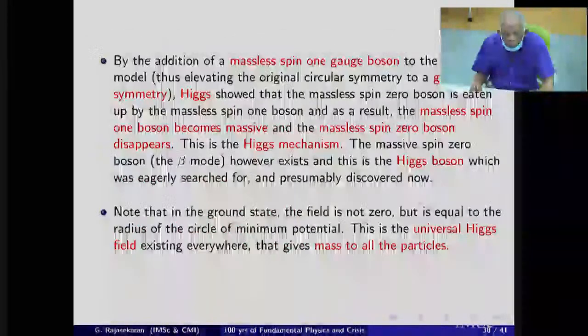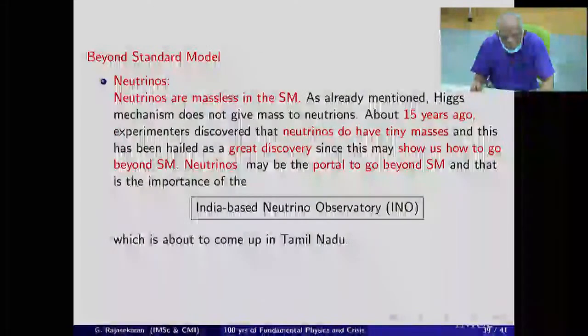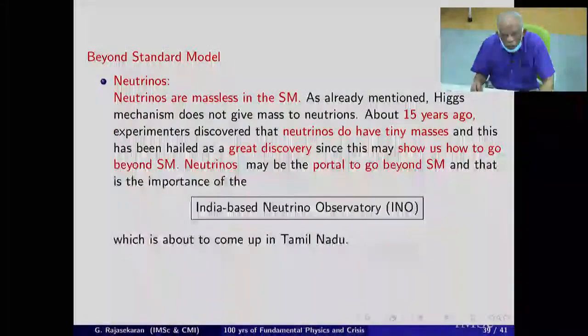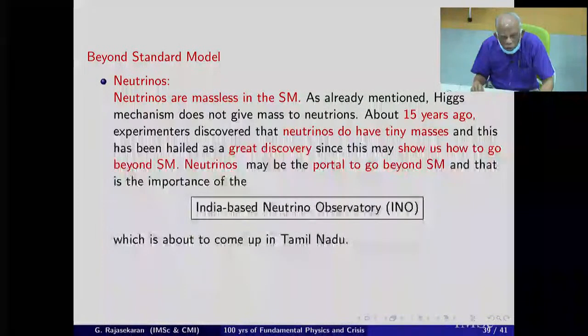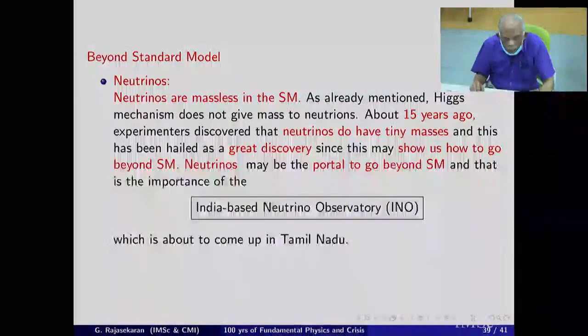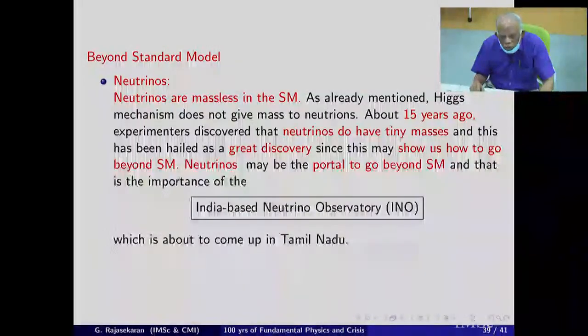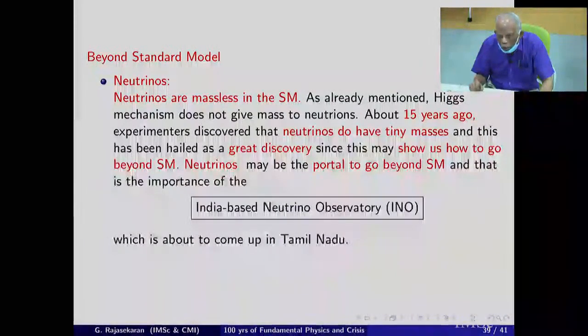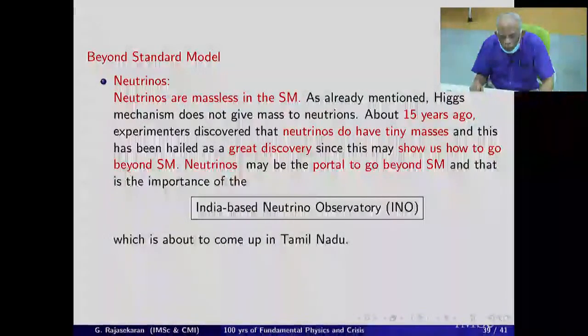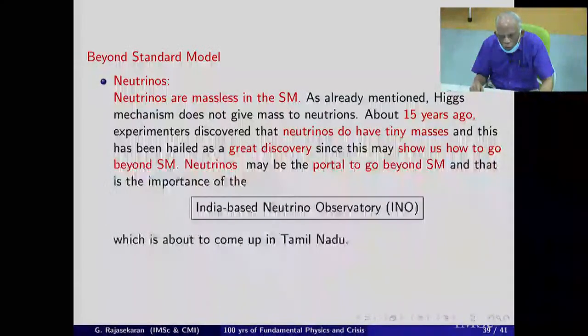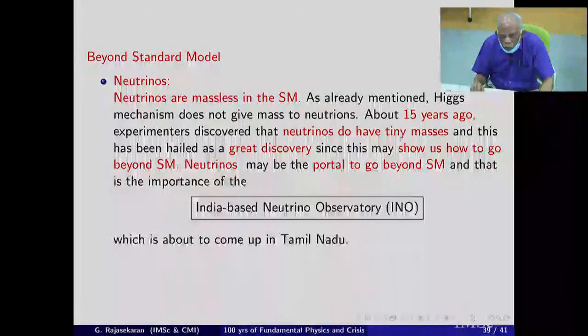Standard model is not the end of the story. There are many more things which are expected to happen beyond standard model. First, neutrinos. Neutrinos are massless in the standard model. As I already mentioned, the Higgs mechanism does not give mass to the neutrinos. About 20 years ago, experimenters discovered that neutrinos do have mass, although very tiny. And this has been hailed as a great discovery, since this may show us how to go beyond standard model. Neutrinos may be the portal or the window to go beyond standard model.